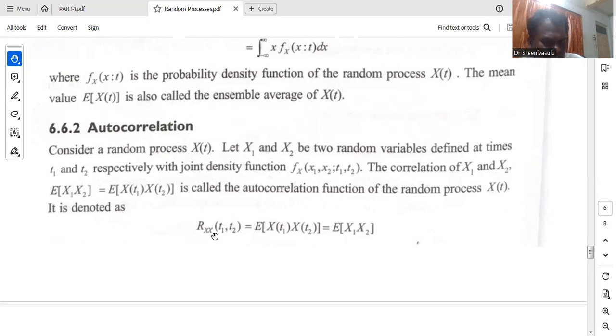Because of the same random process, RXX(t1, t2), first argument for t1, second for t2, is equal to expected value of x of t1 into x of t2. We can also write it as expected value of x1 x2.